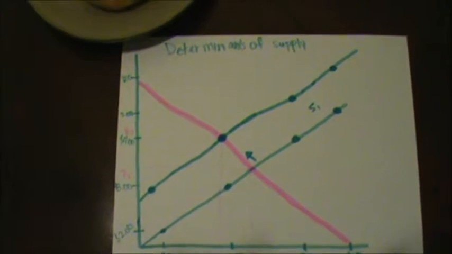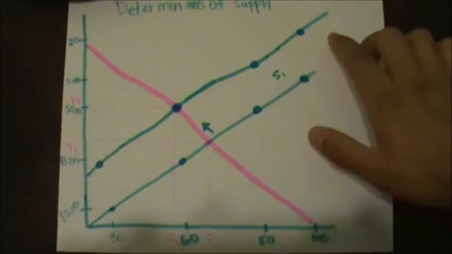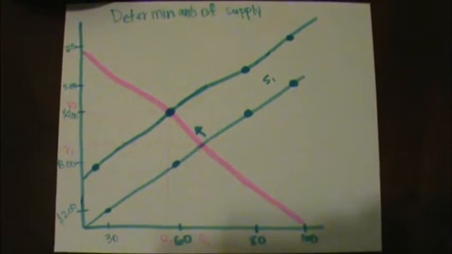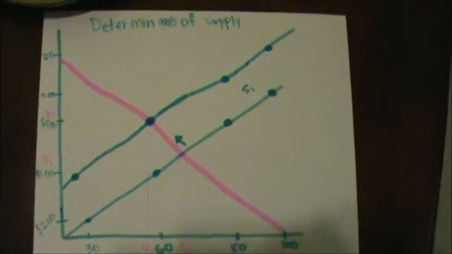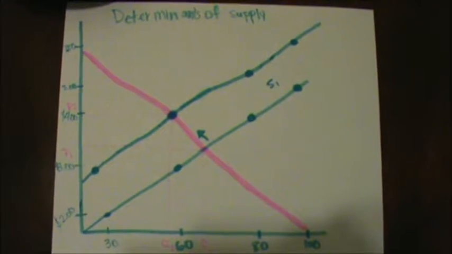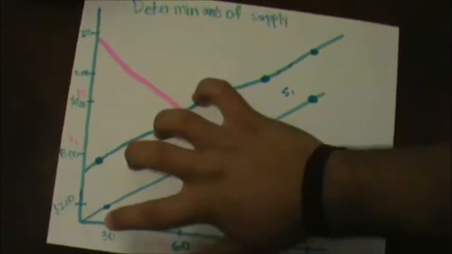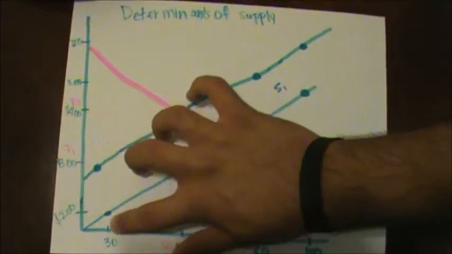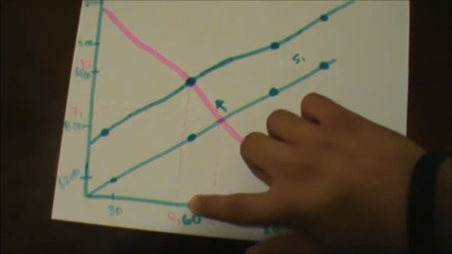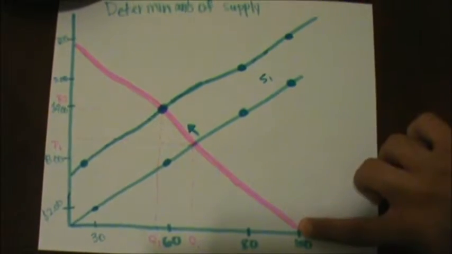Alright guys, so now we're going to explain the determinants of supply graph. So this is our supply 1, as you can see. Our determinant type is resource prices. If the price of meat and flour goes up, then our empanada prices might go up as well, since we gotta balance out our earnings. So we have gone from 30 at $2 to 30 at $3. Our 60 is now $4, 80 is now $5, and 100 would be $7.